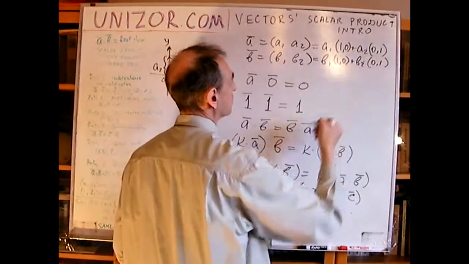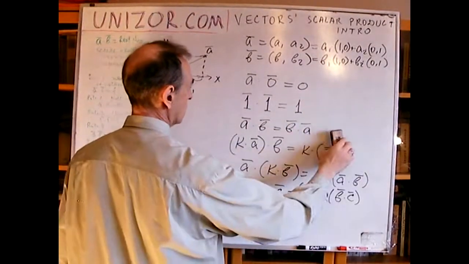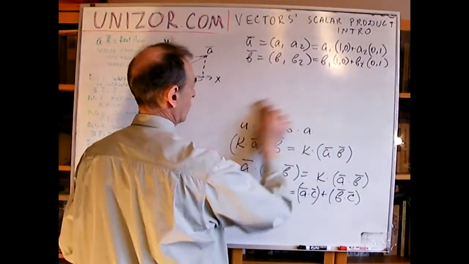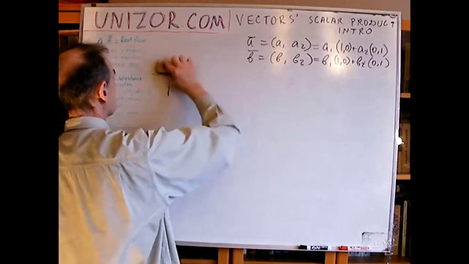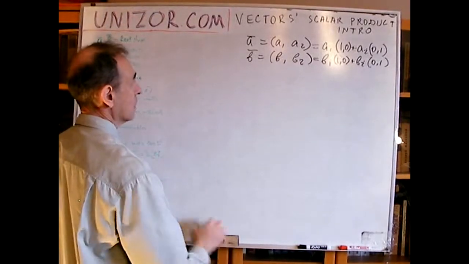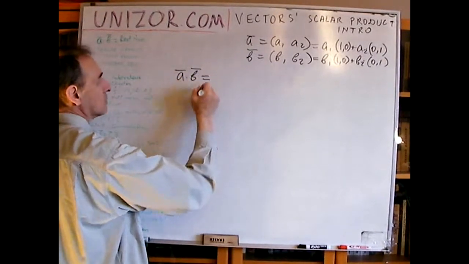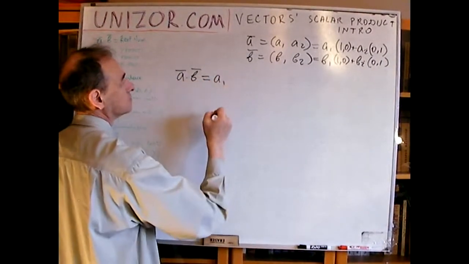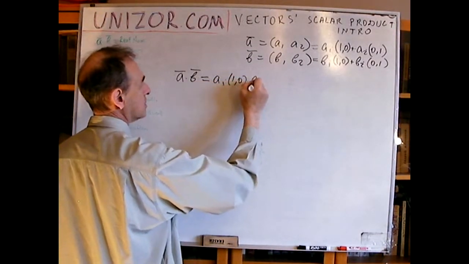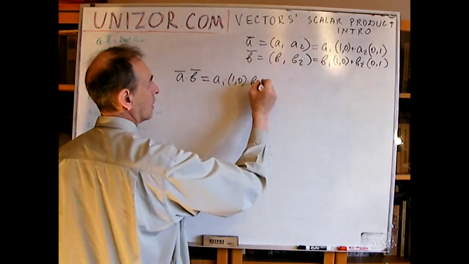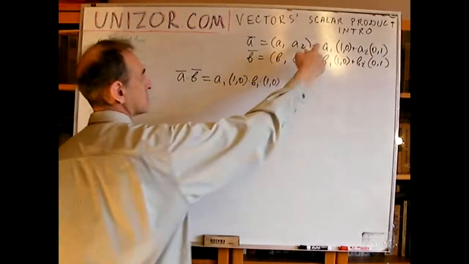So what if we do this? All right. Let me put this aside. All these rules I have already specified. I don't need this picture either. So the multiplication would be as follows. A times B equals A1 times vector (1, 0) times B1 times (1, 0). That's first by first.